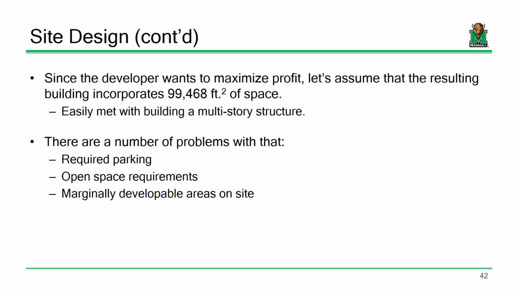Okay? Now, since the developer wants to maximize that profit, let's conduct a thought experiment, and let's say that the rest of that is office area. So let's just say I build as much building as necessary, and it's all office space. So let's say I build a 4-story building, 5-story building, whatever, and I put 99,468 square feet of office space on that site. Make sense? Okay. There's a problem with that, and we're going to see that in a second. But the big one is parking. Okay, so we have open space requirements though, and marginally developable sites on the area. But we'll talk about that in a second.